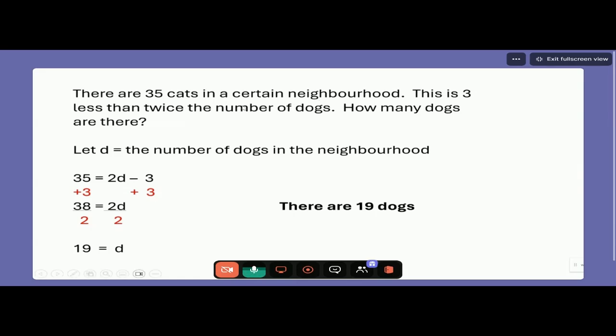3 less than twice the number of dogs. Twice the number of dogs is 2 times 19, which is 38. 3 less than that, so 3 less than 38 is 35. Exactly what we were hoping for. The number of cats is 3 less than twice the number of dogs. Okay, so there's one. We're going to do one more here.